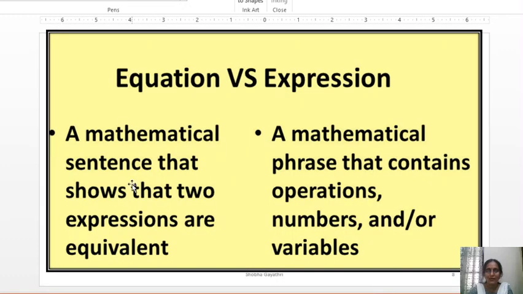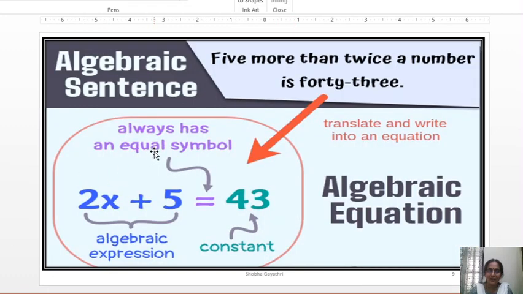We will differentiate now between equation and expression. What is the difference between equation and expression? Equation is a mathematical statement. It shows that two expressions are equivalent. Equality of two expressions is an equation. Expression is a mathematical phrase which consists of variables and constants, without an equal sign. Now you are clear about equation and expression.